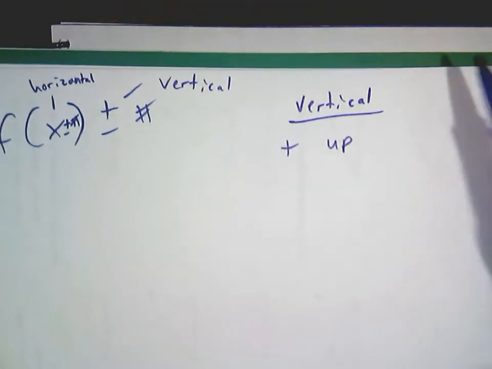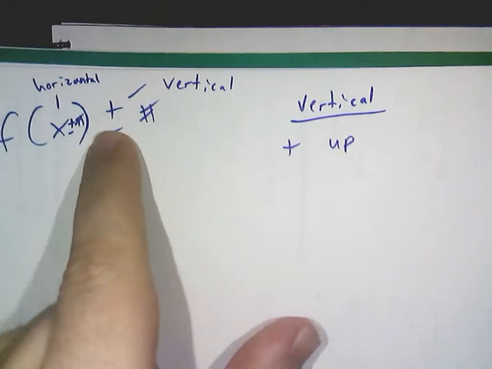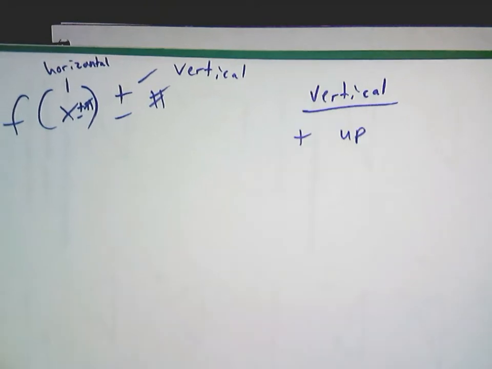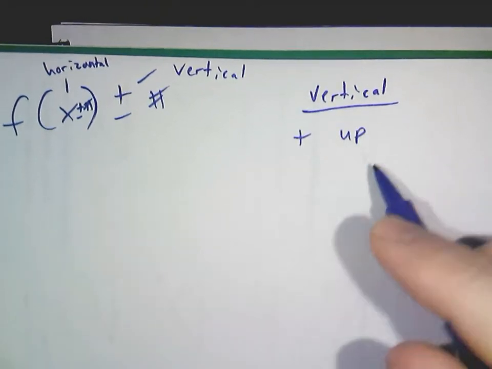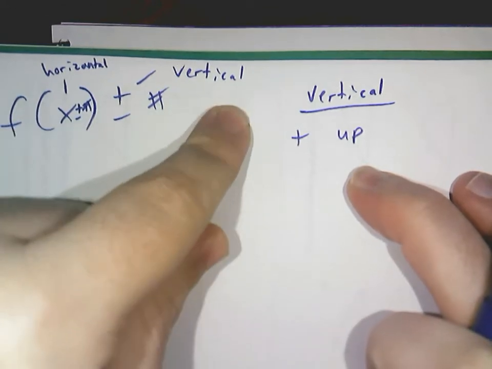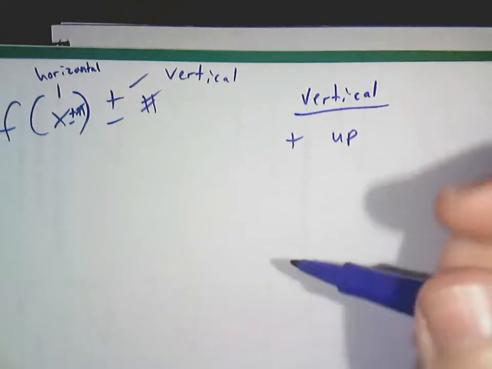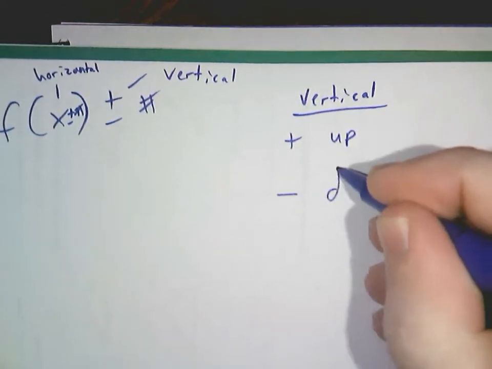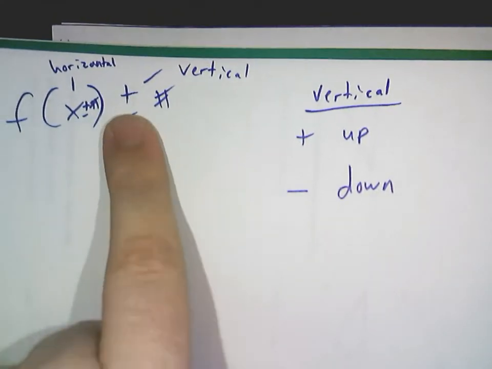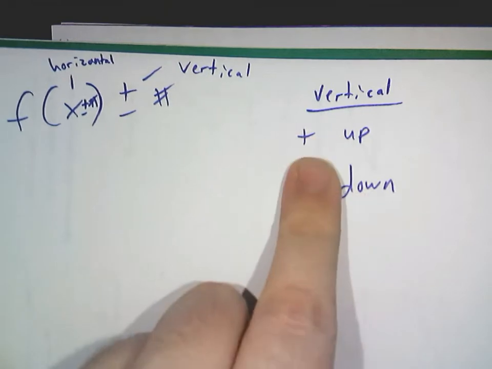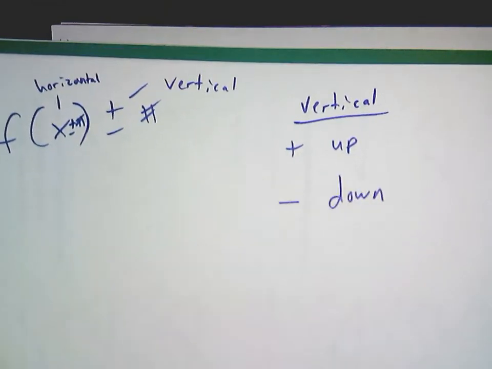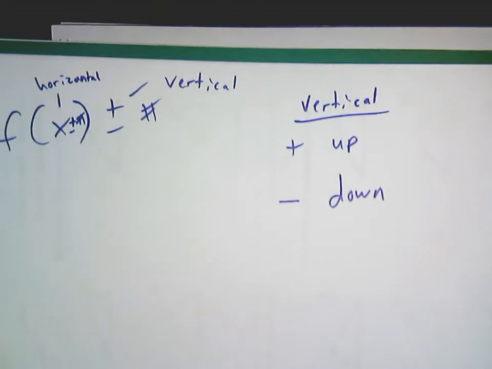If you add outside your parentheses, it's going to move your function up on the graph. It's going to go up however many spots that you are adding. So if you're adding 5, it's going to move your whole graph up 5 spots. And then if you subtract, you're going to go down. Again, if it's outside of the parentheses, it's just going to move your graph down however many spots you are subtracting.